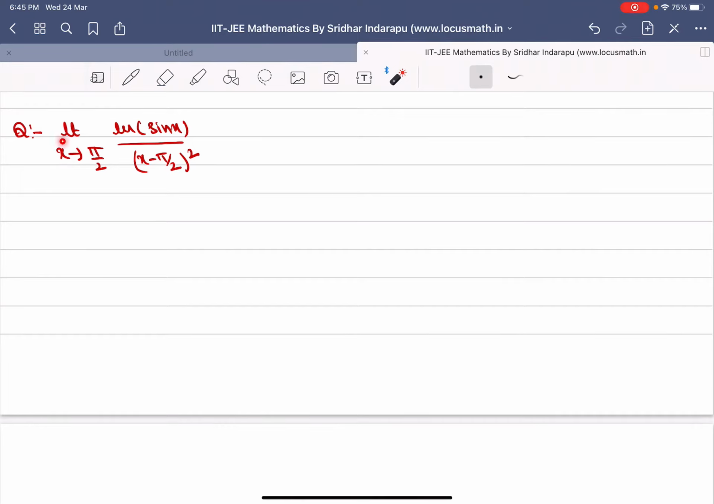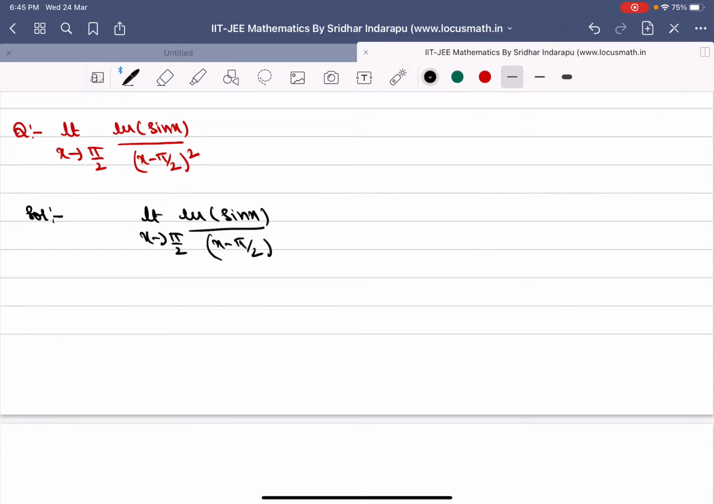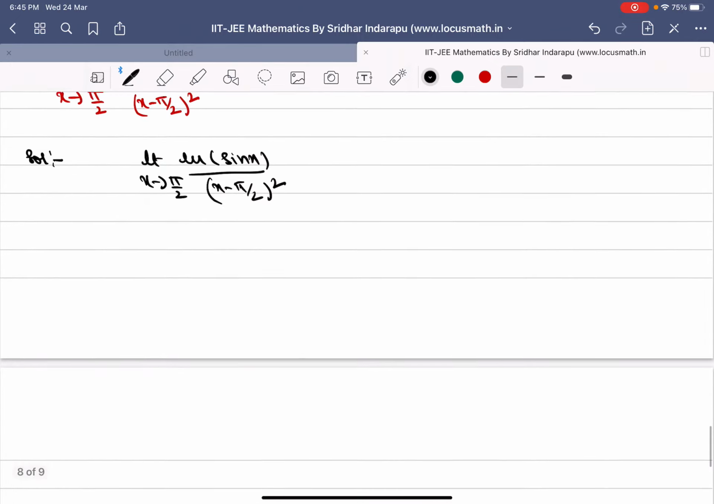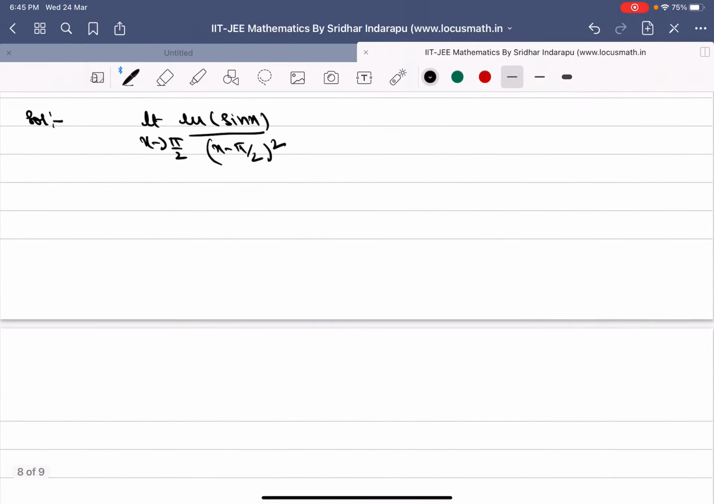Question: limit x tending towards pi by 2 of ln of sin x over (x minus pi by 2) whole square. So, solution: the given question is limit x tending towards pi by 2 of ln of sin x over (x minus pi by 2) whole square. To solve this question, I will use the substitution method.